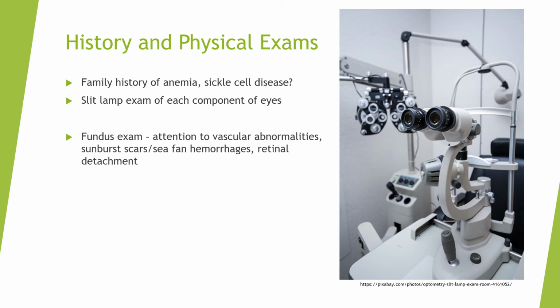When seeing the patient, in history it is important to ask the family history of anemia or sickle cell disease. With slit lamp exam, examine closely each component of the eyes. In the fundus exam, pay attention to vascular abnormalities, any scars or hemorrhages, and look for the sunburst and C-fan patterns, and check for retinal detachment.